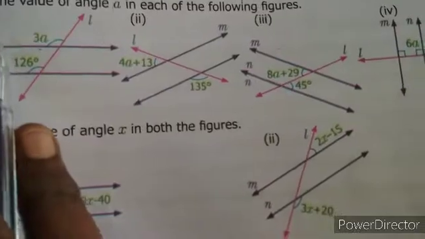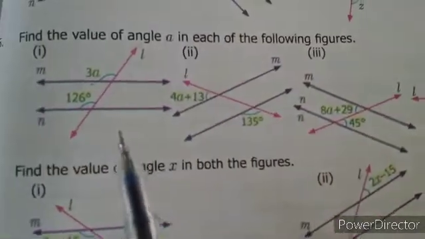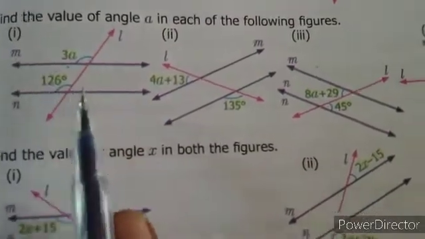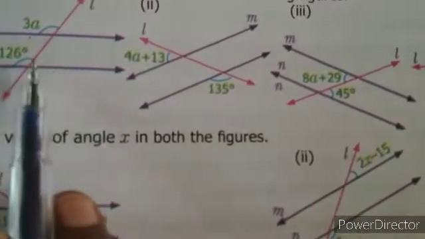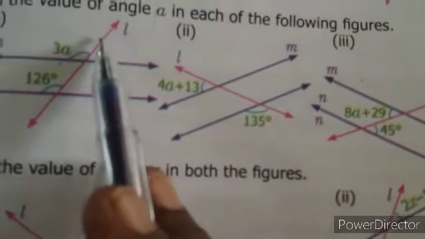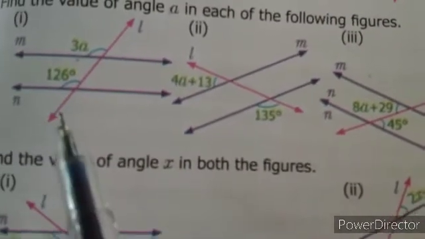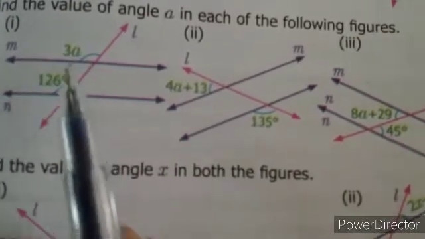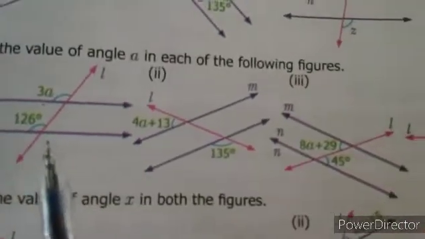And now coming to question number 5. Find the value of A in each of the following figures. Here it is given, subdivision 1, same like that. M and N are parallel lines and L is a transversal. Here corresponding angles are equal. So 3A is equal to 136 degree. Okay, ma, we'll try the sum in your classwork note.